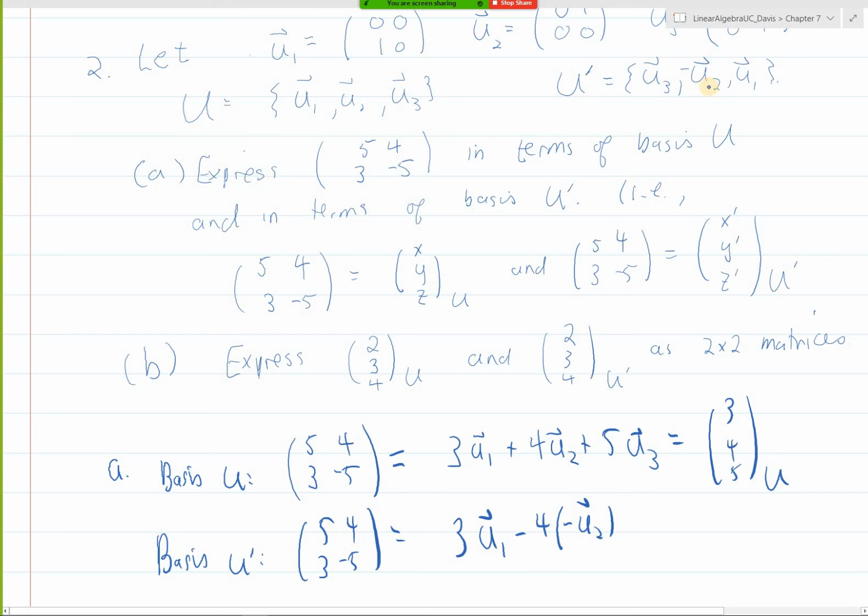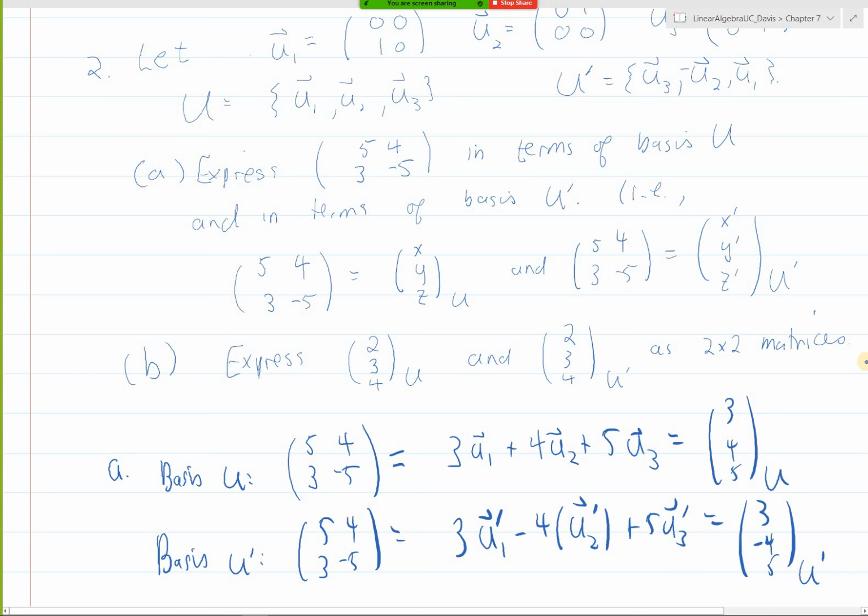Because the second basis here is, actually the best way to do it would be this. Okay, here we go. I would say 3u1 prime minus 4u2 prime plus 5u3 prime. So that's going to be 3, minus 4, 5 u prime. Right.